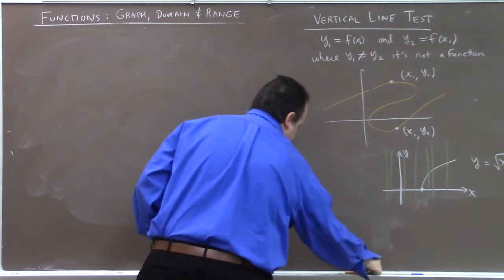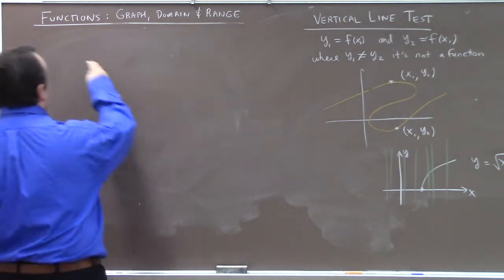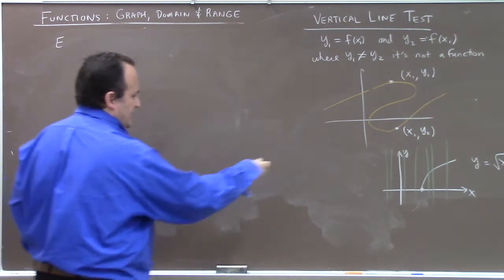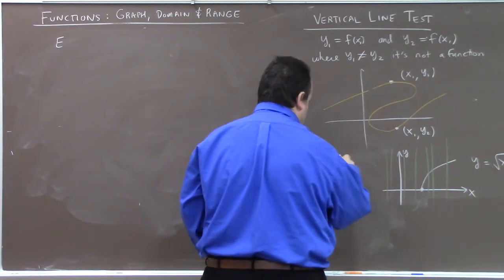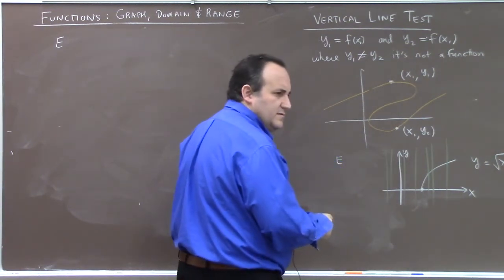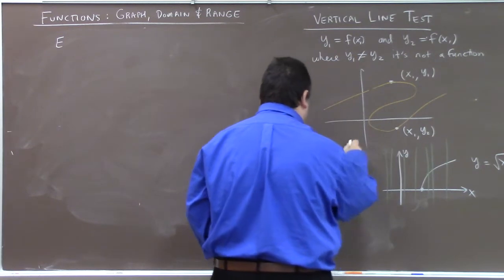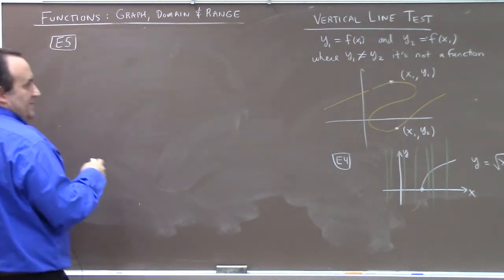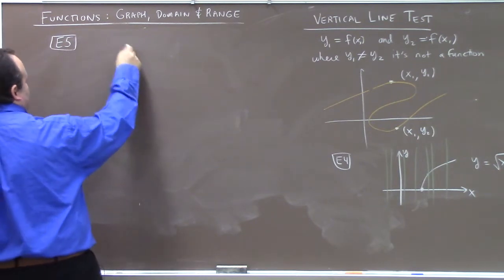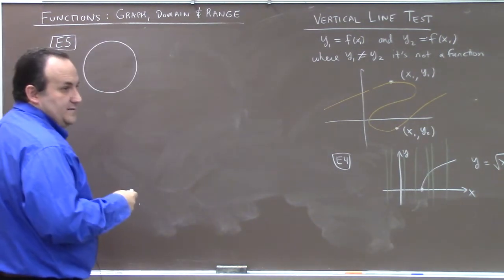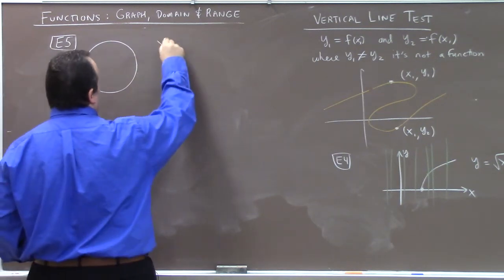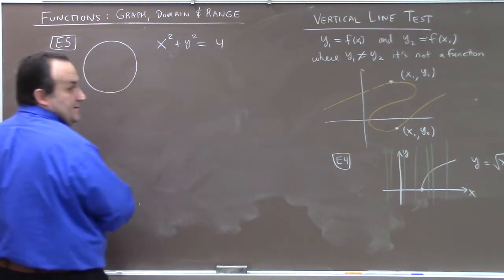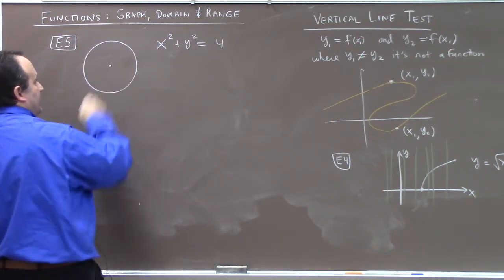Here are some examples of graphs which are not functions. What example was I on? This was example 4? My apologies if I've misnumbered. So if this is the graph you're looking at, it would be, for example, the equation x squared plus y squared equals 4. That gives you a circle of radius 2, all right?